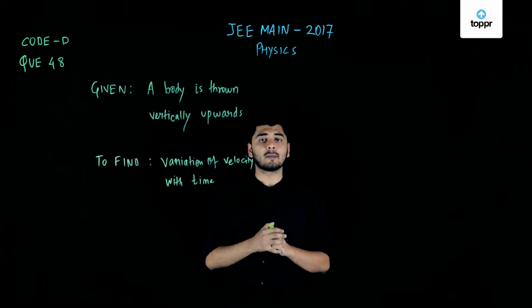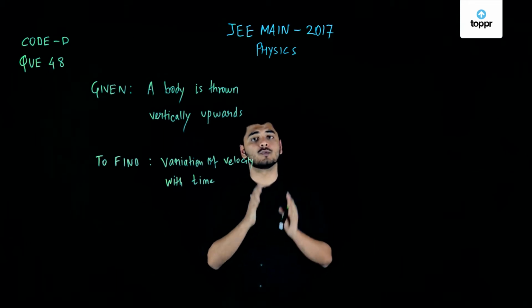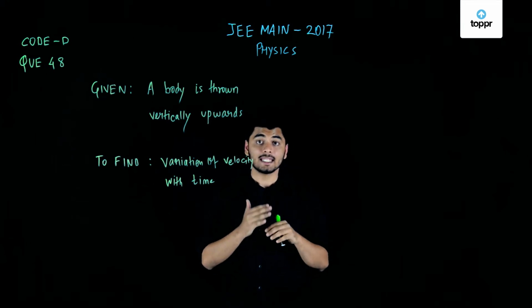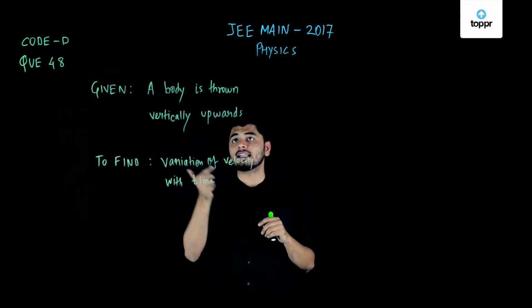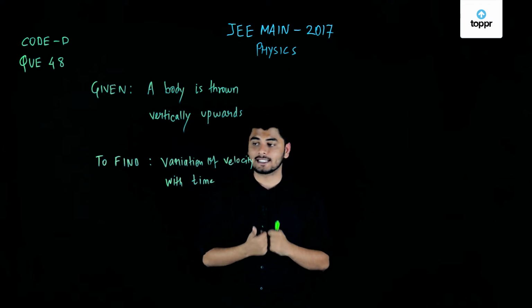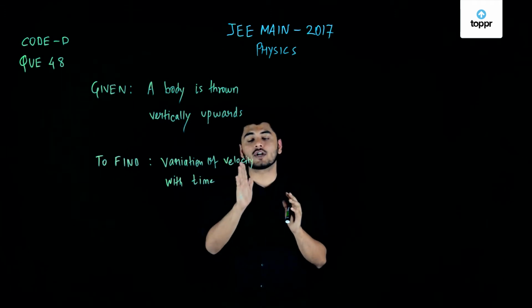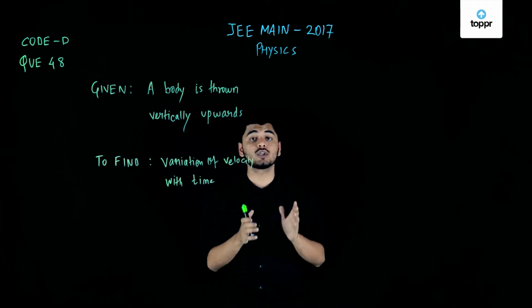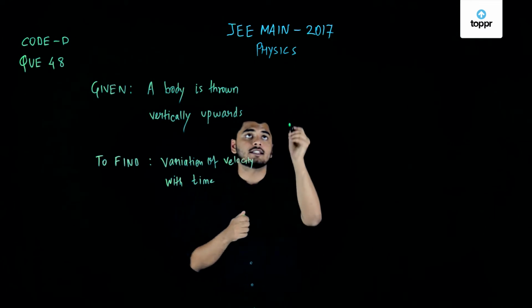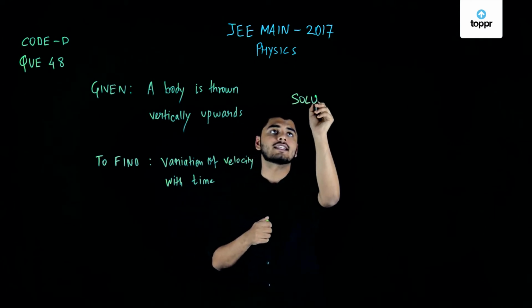In this question we have been given that a ball is thrown vertically upwards, and I need to find and plot the graph of variation of velocity with time. The solution to this would be fairly simple.